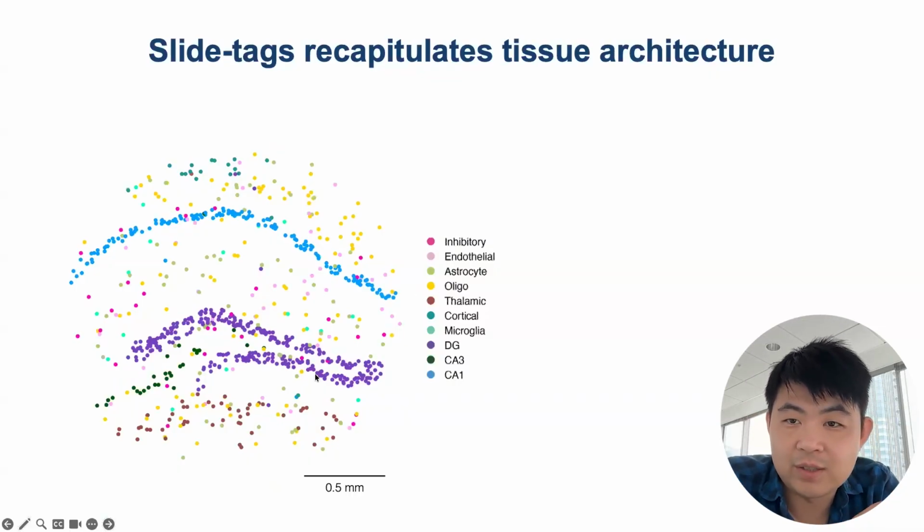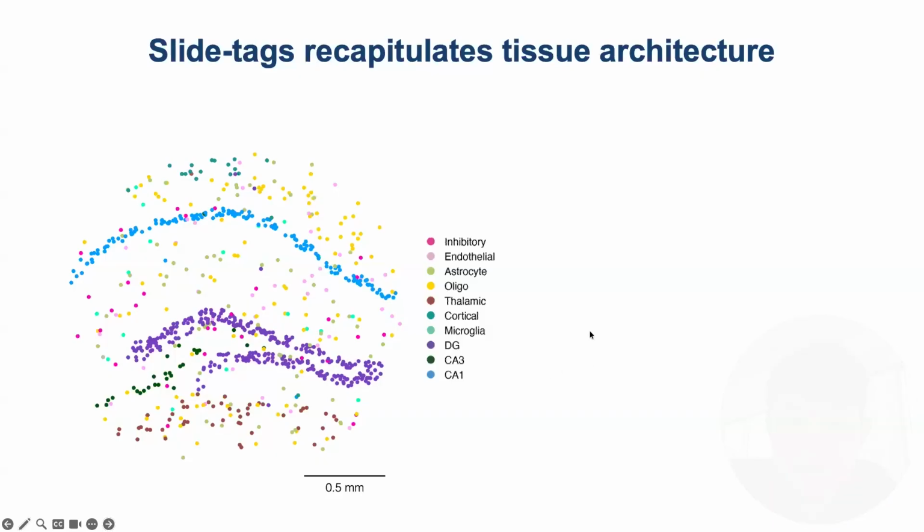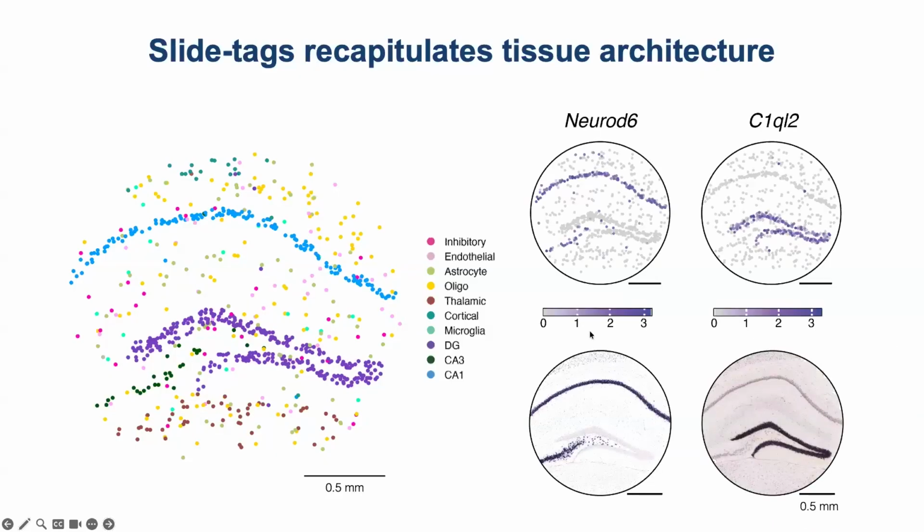Here, if you spatially map all the cells, you can see Slide-tags recapitulates the expected tissue architecture, including the underlying gene expression of what each one of these cells samples in the transcriptome, and it's very high quality transcriptomic data, thousands of UMIs per cell across all 20,000 genes.